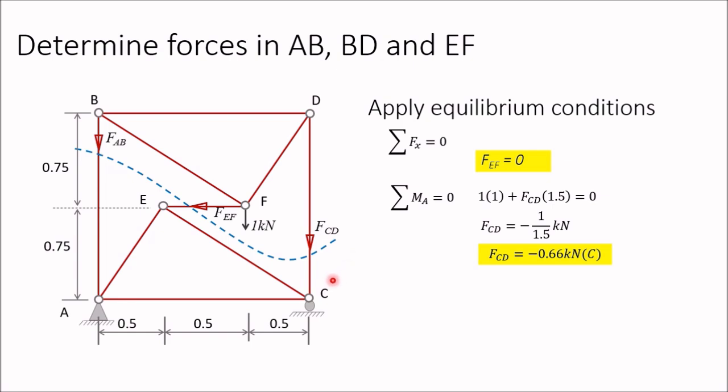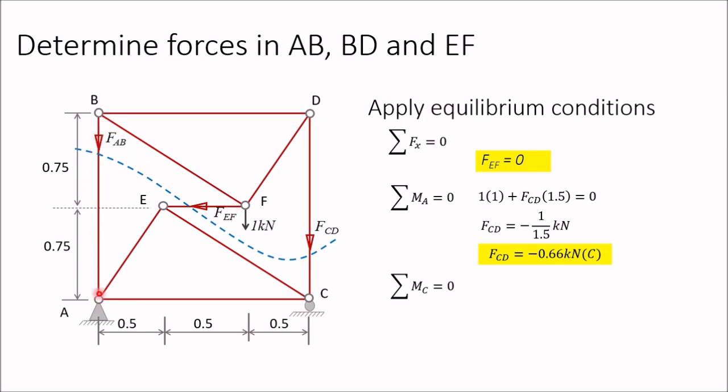Now in next step we will take moment about point C. Again we have four forces, FAB, FEF, 1 kilonewton, and FCD. Moment of FCD, it is passing through C, so it will become 0. Moment of 1 kilonewton, so you can see 1 kilonewton about C is anti-clockwise, so this moment will be negative and its distance is 0.5. So 1 into 0.5 in negative direction. Third one is FEF. Now this force is already 0, so its moment will also be 0. And fourth one is FAB.